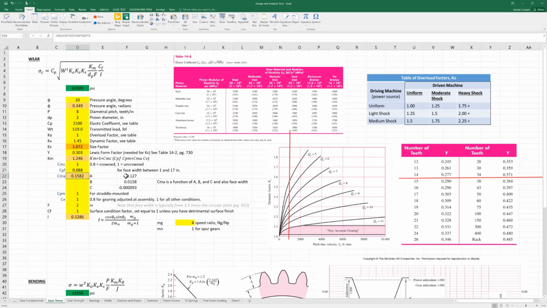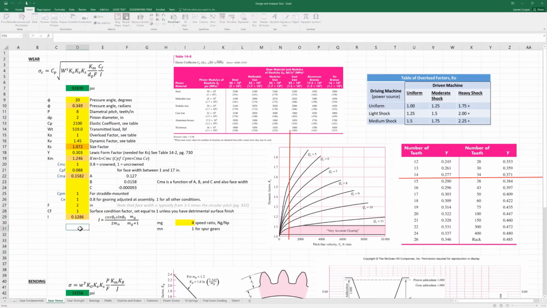CMA, this depends on 3 factors, A, B, and C, which you can get from the book, and it also depends on the face width in inches. CF, surface condition factor, you set equal to 1 unless you have a detrimental surface finish. We talked about that, so we're just going to keep this at 1. And then the surface strength geometry factor, I, is a function of the pressure angle and the speed ratio. And this is the same M that you used before in equation 13-11. So it's the number of gear teeth divided by the number of pinion teeth.